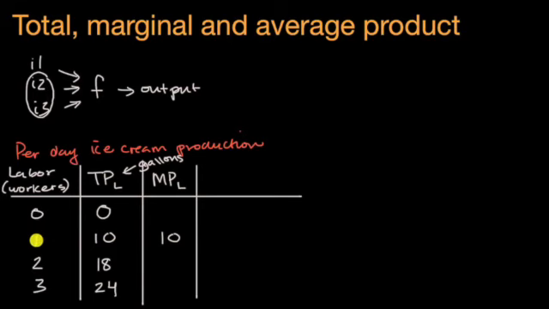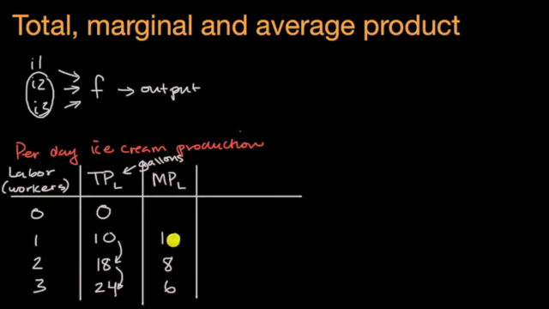Now what about when I go from 1 worker to 2 workers? Well, then I go from 10 to 18 gallons, so that second person gets me an incremental 8 gallons per day. And then as I go from 2 people working there to 3 people working there, my total product goes up by 6. So my marginal product of labor for that third worker is going to be 6.